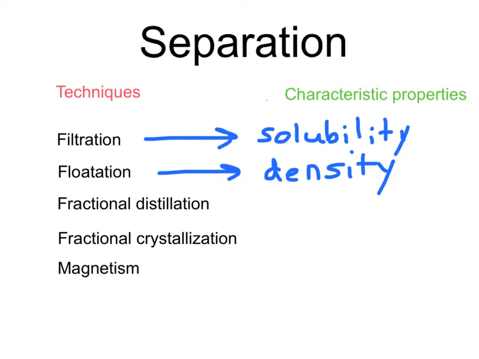When we do fractional distillation, what are we really using to get our liquids apart? So we have a mixture of several liquids, like our cherry Coke or your sludge had several different liquids in it. And what do we do to get them to come apart? We boil them. And what we're counting on is that each liquid will boil at a different temperature. So the characteristic property being used here is boiling point.